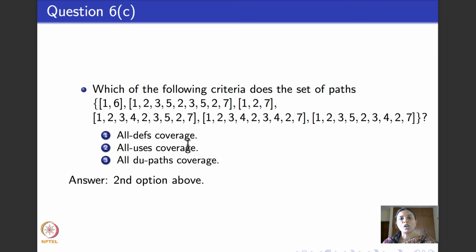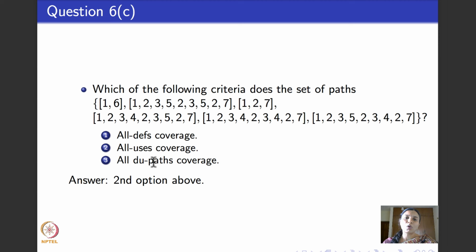All defs, all uses, or all DU paths? The correct answer is that it does all uses coverage. You could have also said all defs coverage, but please remember all uses coverage subsumes all defs coverage. So we are looking for the stronger option here. The stronger correct answer is all uses coverage. So if you had written all defs coverage, then marks would not have been given unless you had written all uses coverage as your answer.